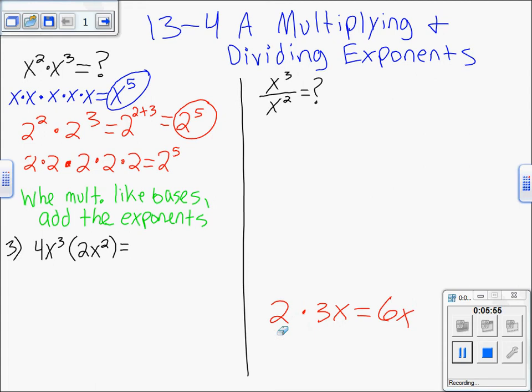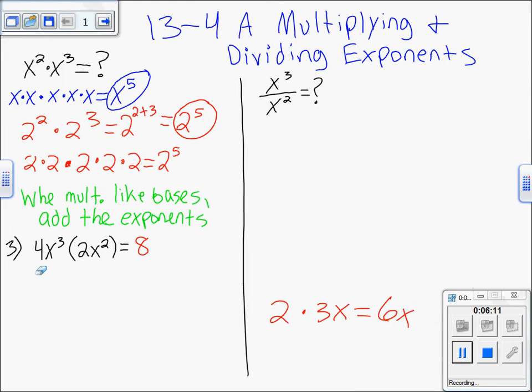So in number 3, let's start with the numbers, and then we'll work our way through the letters. In this case, we only have 1 letter in each. So let's start with the numbers. Multiplying. This says positive 4 times positive 2. Well, that gives us positive 8. So positive 4 times positive 2, that's positive 8.